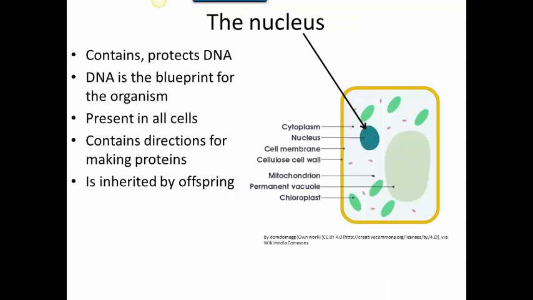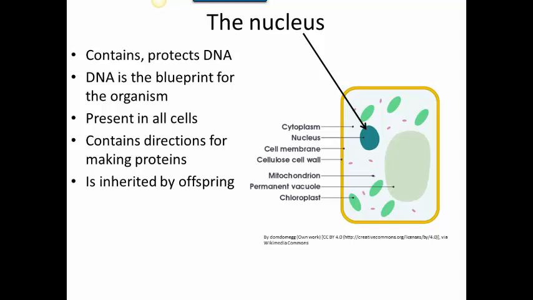So now we're going to take a closer look at some of the features, the unique features and not so unique features of plant cells. So like other eukaryotic cells, so fungal cells and animal cells, plant cells have a nucleus. And we can see that nucleus in blue here in this diagram. The nucleus contains and protects the DNA, and DNA is the blueprint for the organism.